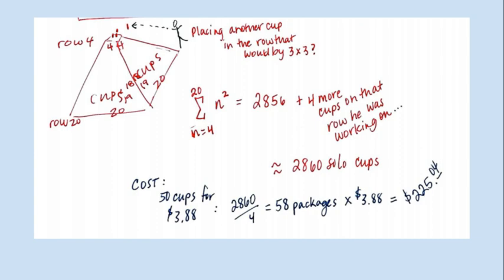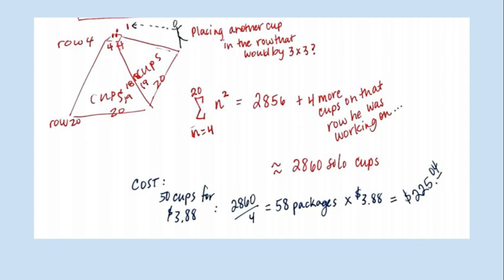Okay, so what I noticed about the pyramid of solo cups was that the base was probably a 20 by 20. It looked to be 20 wide and 20 long. And then we know that that's going to be a solid square of solo cups. Otherwise, we couldn't build the pyramid.